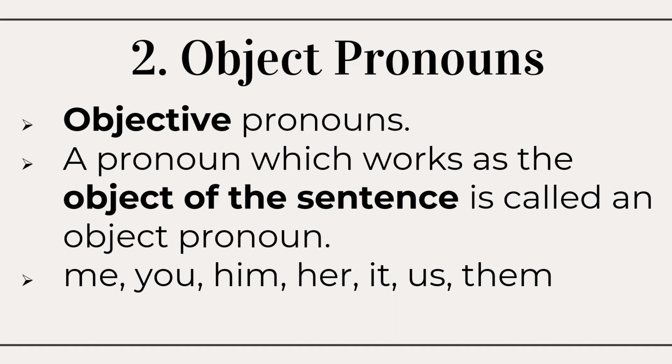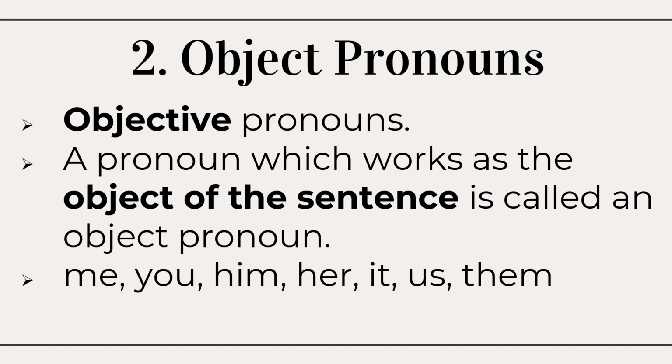The second type is object pronouns. They are also called objective pronouns. It is a pronoun which works as the object of the sentence. Now, what does it mean? Object is the thing on which the action is being performed. So it means that these pronouns receive the action in the sentence.